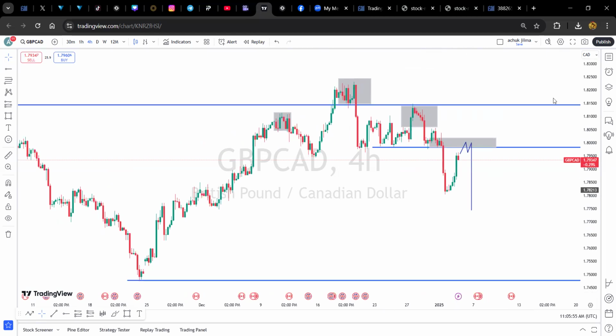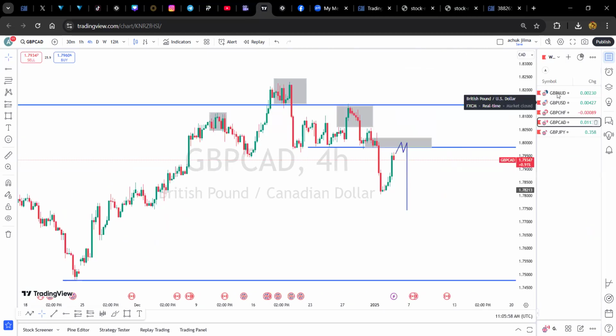The rest of the signals, when they're ready, will be sent into the group, but this is what we want to trade going into this year, starting with the pound and all of that.